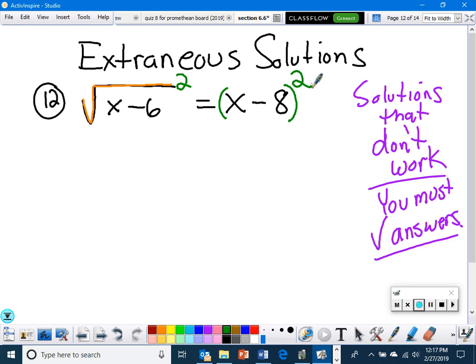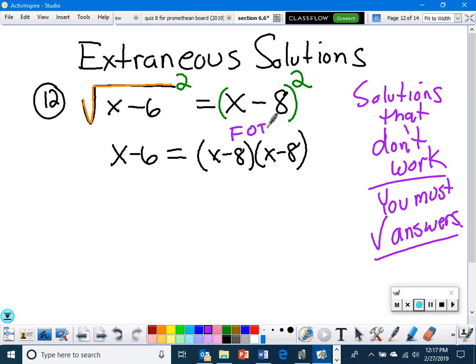All right, so here we go. On the left side, we have x minus 6 equals. And x minus 8 squared means x minus 8 times x minus 8. Oh, no. Here we go again. We're going to have to FOIL that. All right, so let's FOIL that.